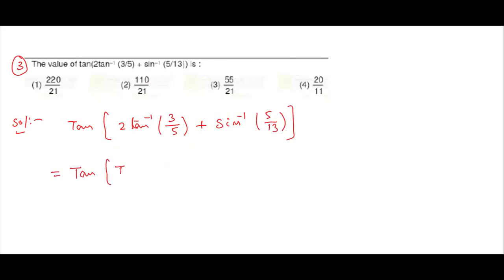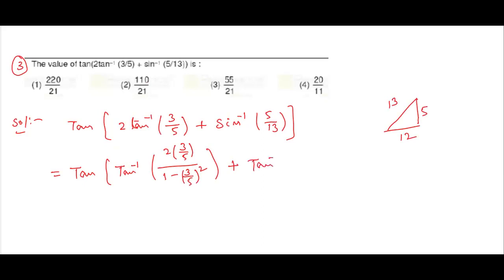2 tan inverse x. Formula: tan inverse of 2x by 1 minus x square. Sine inverse of 5/13. Take a right angle triangle. Sine means opposite side by hypotenuse. This will come 12. Here observe that tan is 5/12, or not? This is 5/12.